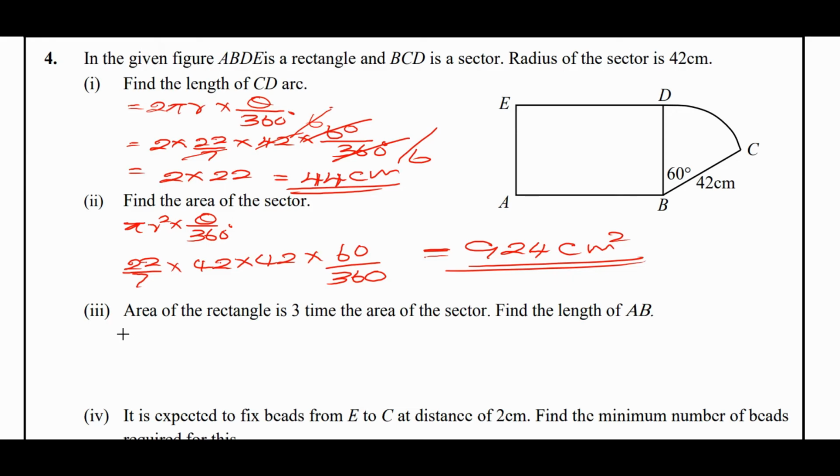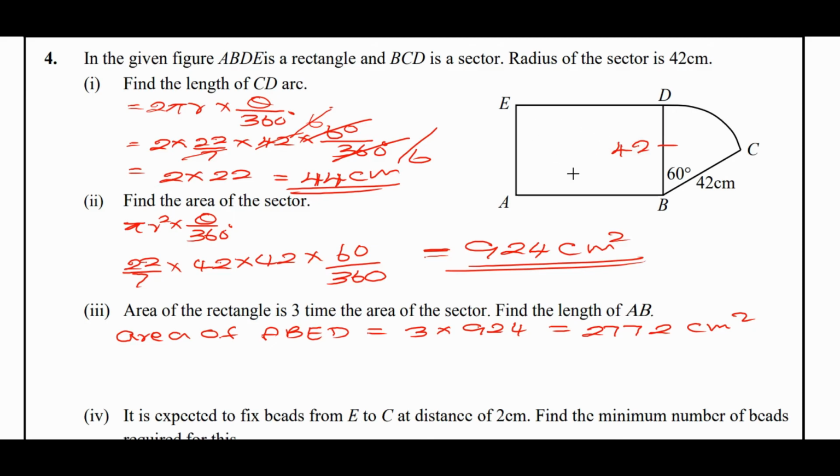Okay, then we will find the area of ABED. It should be equal to 3 into 924. This should be equal to 2772 square centimeters. We know ABED is a rectangle. Then the radius of the sector is 42, so this should definitely be 42 centimeters.